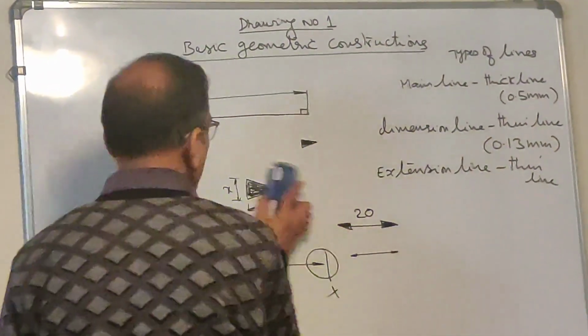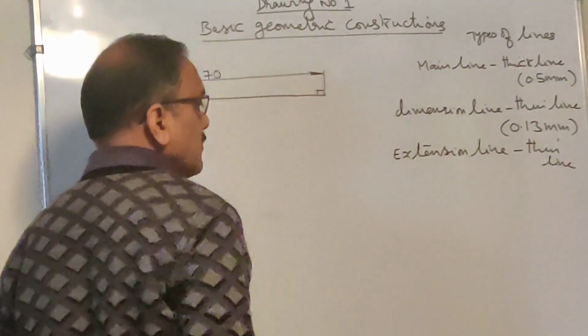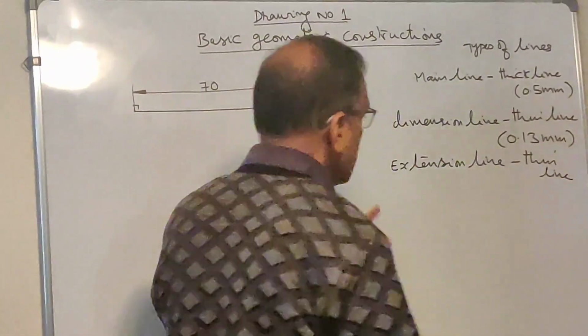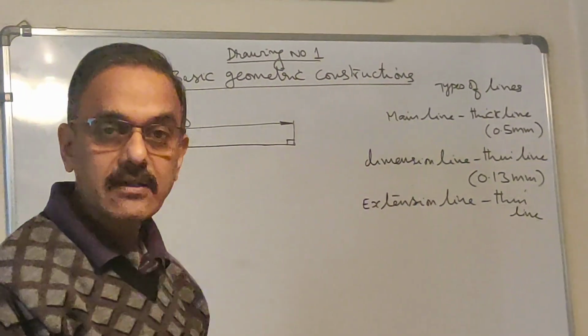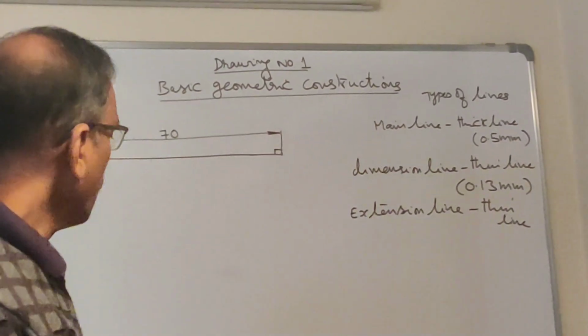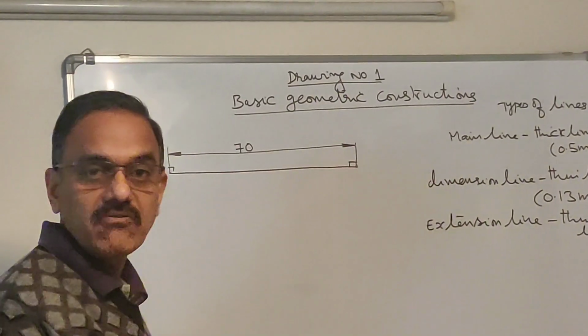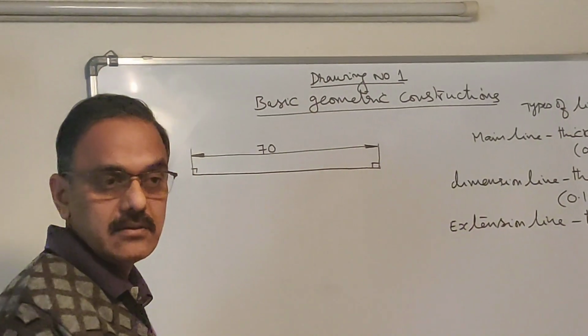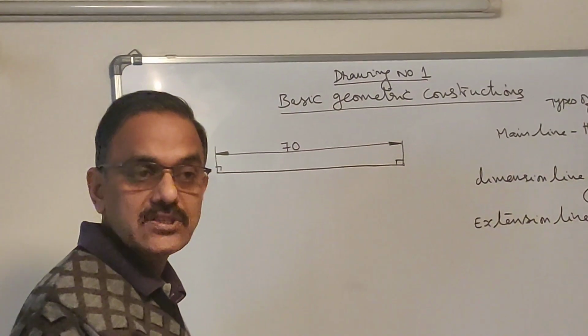So far what we have used is main line, the types of lines. We have used a main line which has to be thick. The dimension line is a thin line. The extension line, which is also a thin line. Now, coming to the exercise, you want to divide this into 6 equal parts. How to do that? Definitely you can't do it using a scale. 70 by 6 is a fraction.